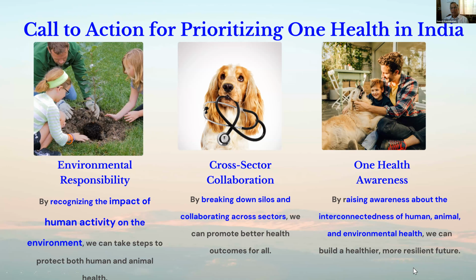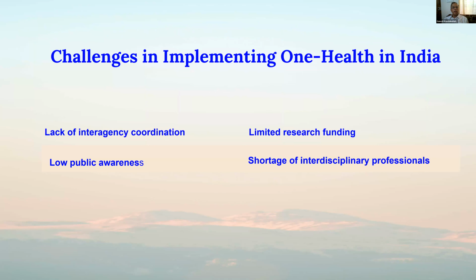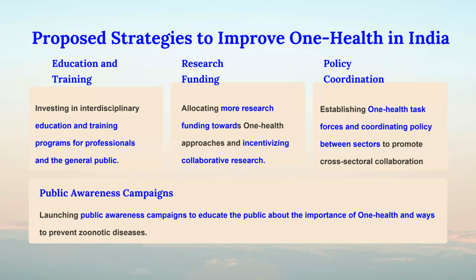Having a healthy society. So the challenges I already told: lack of inter-agency collaboration, public awareness, limited research funding, and shortage of interdisciplinary professionals. Proposed strategies to improve One Health in India. The first one is we can increase the education and training in One Health, so that we get trained manpower, and that's a type of investment we can make for having an interdisciplinary One Health approach.